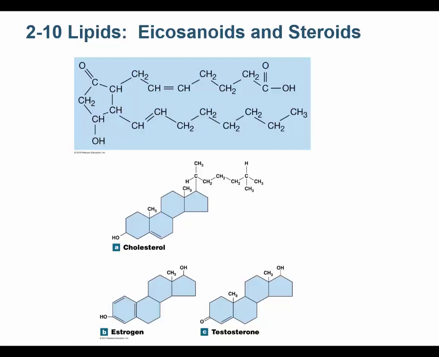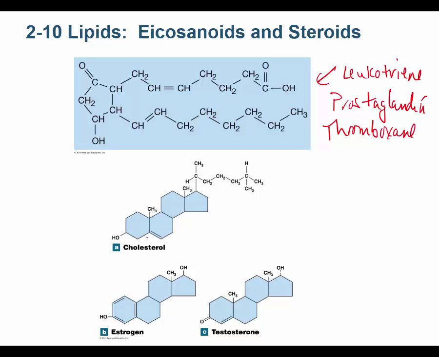Another class of lipids are called eicosanoids. Eicosanoids is this molecule right here. It's things like leukotriene, prostaglandin, thromboxane, things like that. Those are eicosanoids.